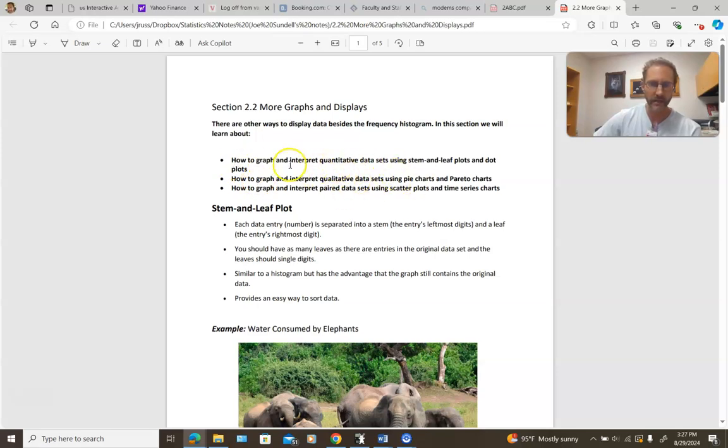We're going to look at how to graph and interpret quantitative data sets using stem and leaf plots and dot plots, and then how to graph and interpret qualitative data sets using pie charts and Pareto charts. Qualitative data is readily given to these two types. And then graph and interpret paired data sets using scatter plots and something called a time series chart.